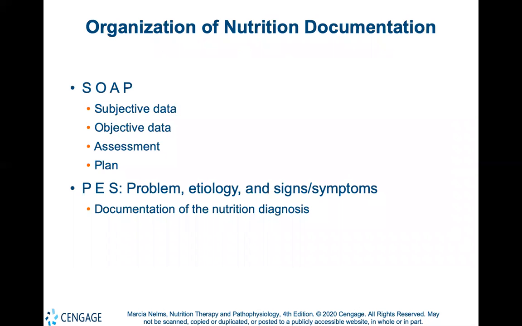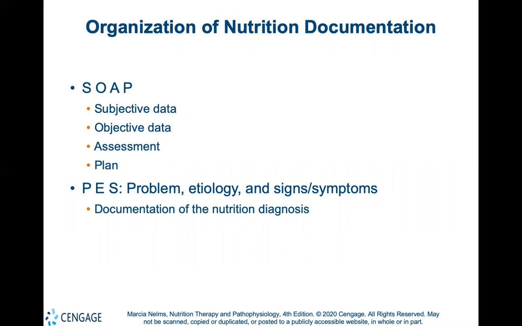The label SOAP refers to the 4 sections of each entry in the medical chart: subjective data, objective data, assessment, and plan. SOAP is the oldest and most well-known form of medical documentation. Subjective data includes patient information or data collected from the patient or caregiver. Objective data include the empirical information, that is information drawn from physical tests and medical staff observations that are of consequence to the patient's nutritional status.